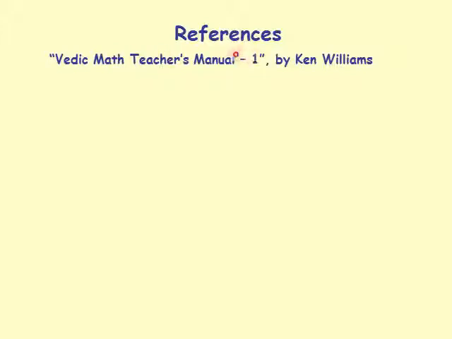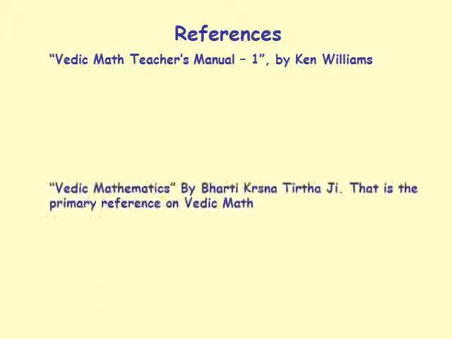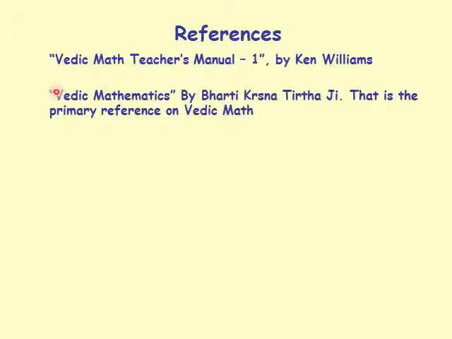Let's look at references here. First reference is Vedic Math Teacher's Manual, Volume 1. This is the Elementary Teacher's Volume, and it's by Ken Williams, and you can find it at vedicmaths.org. The PDF form is available for free, and the print form you can purchase. Let's continue here. The second reference listed is the common reference, the primary reference, Vedic Mathematics by Bharti Krishna Tirthaji, and that is the primary reference on Vedic math. Tirthaji is the founder of Vedic math.